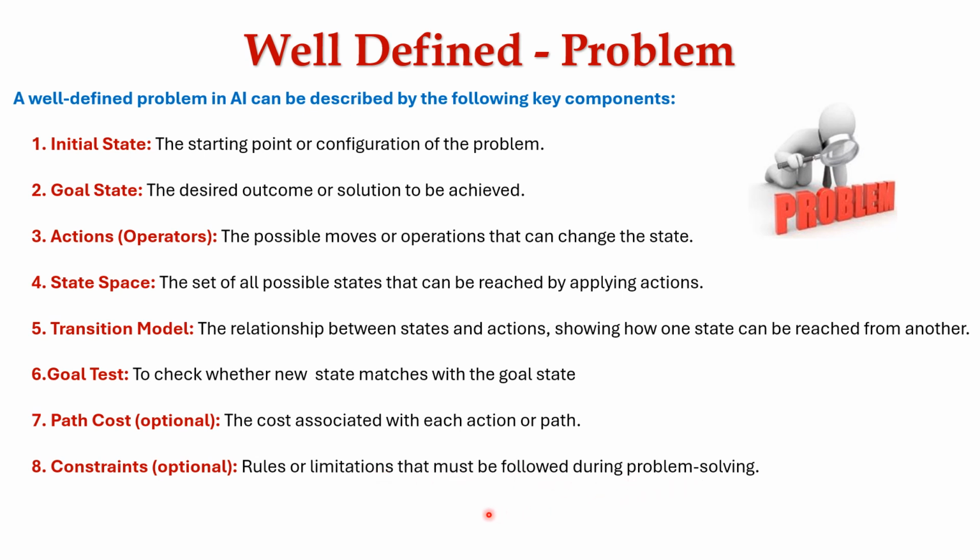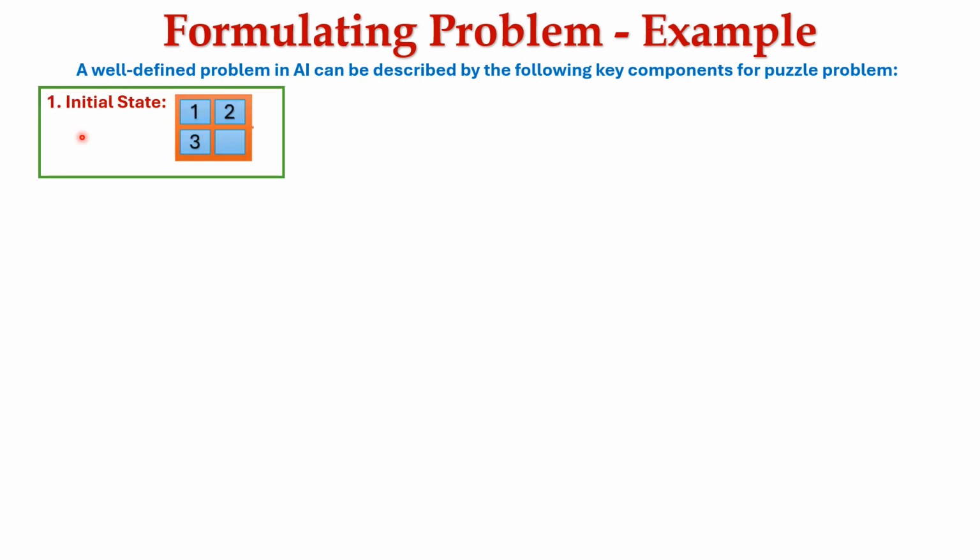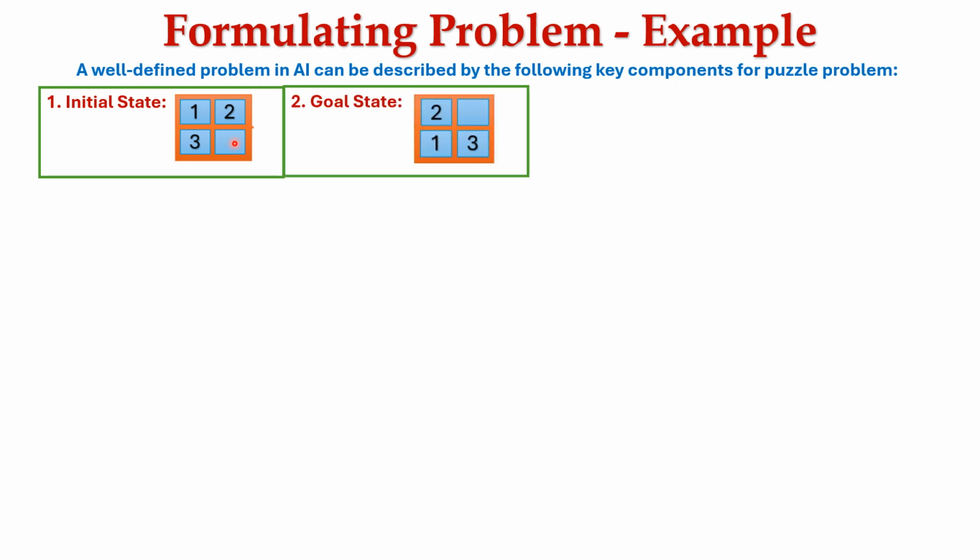So hope you are clear in well-defined problem. Let's have an example for formulating the problem. A well-defined problem in AI can be described by the following key components for the puzzle problem. The first component is initial state. Here, the 2 by 2 grid is configured with the initial values 1, 2, 3, and a blank space. The next comes goal state. Here, the 2 by 2 grid is configured with the values as 2, blank space, 1, and 3.